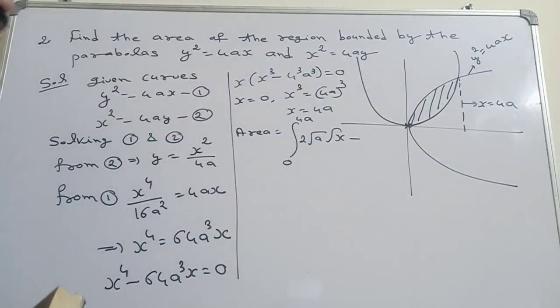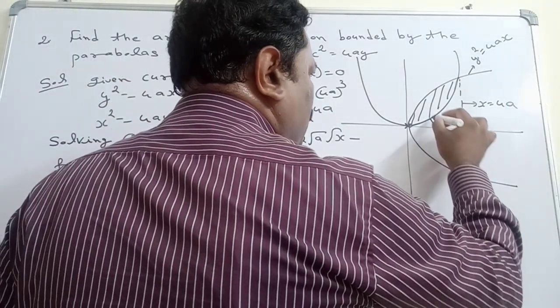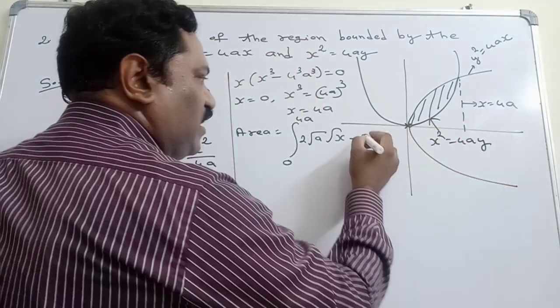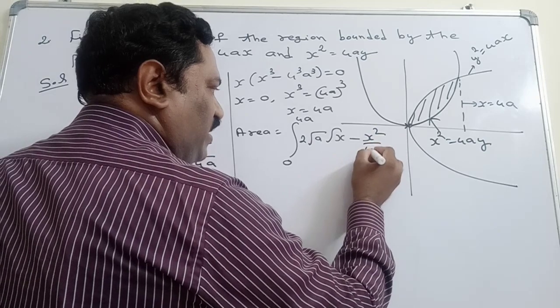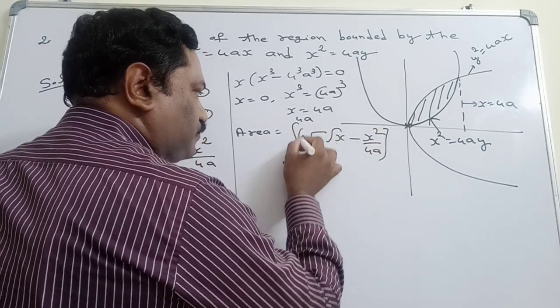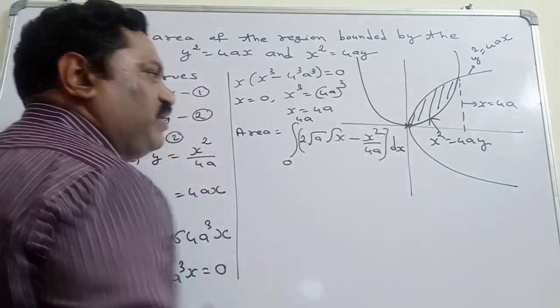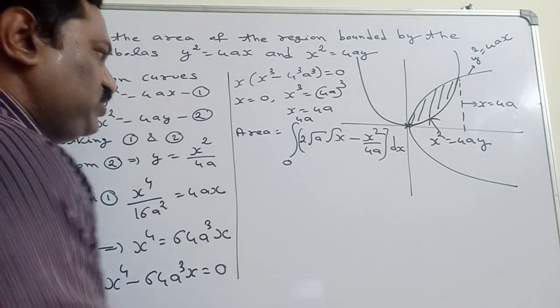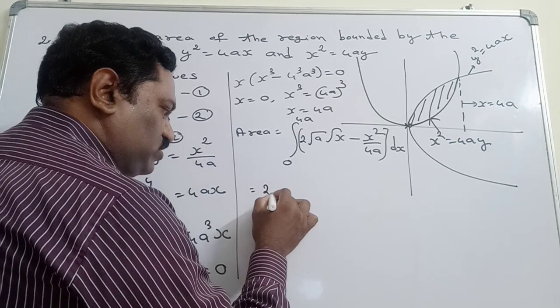where the lower curve is x square is equal to 4ay. From that, the value of y is x square by 4a, dx. So like that we will take this upper curve minus lower curve. Then we have to evaluate this integration. So this 2 root a is a constant, outside.